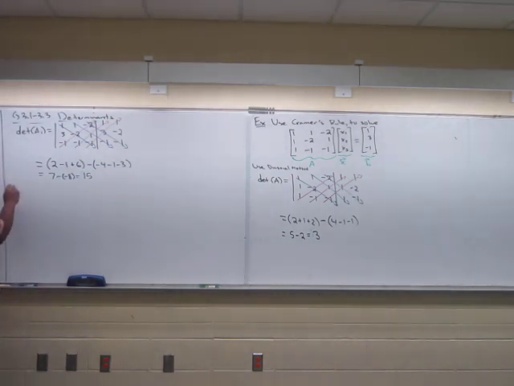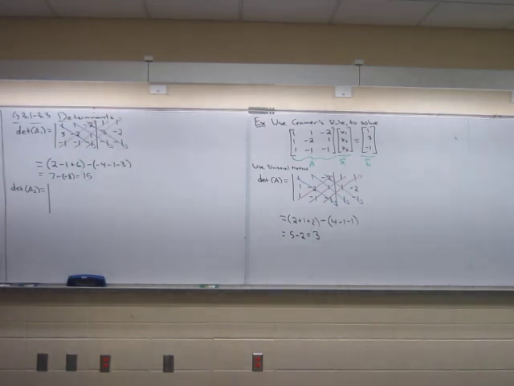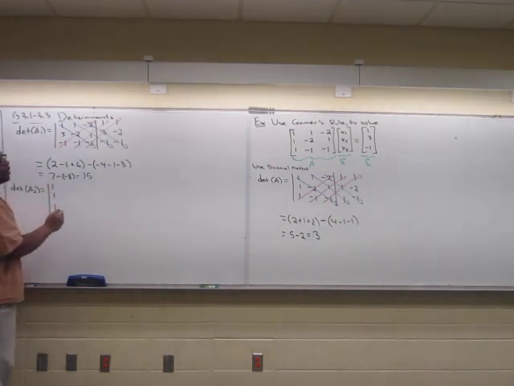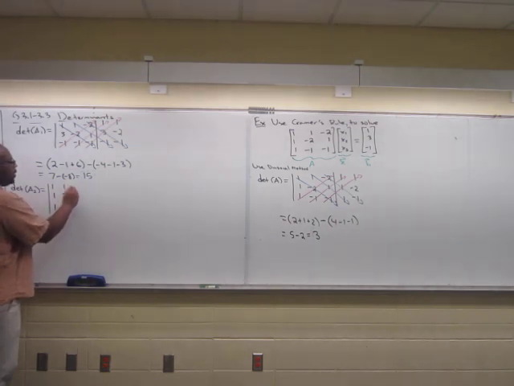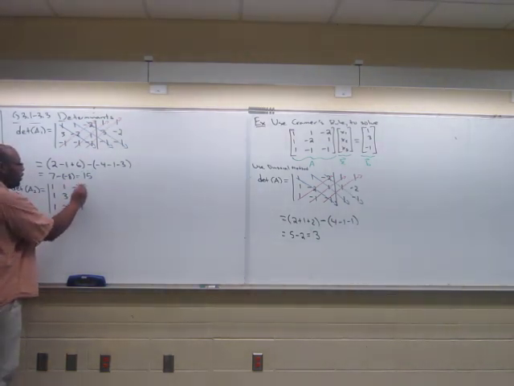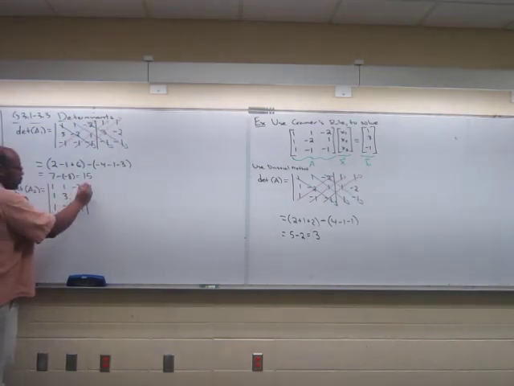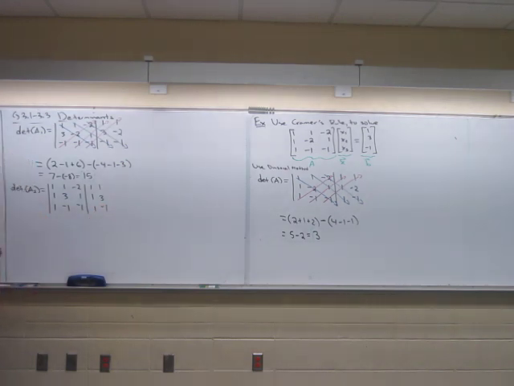Determinant of A2. I hope I have enough space here. Okay. Instead of replacing the first column with B, I'll replace the second column with B of A. So I have 1, 1, 1. Now replace the second column: 1, 3, negative 1, negative 2, 1, negative 1. Repeat the two columns I have there: 1, 1, 1, 1, 3, negative 1.